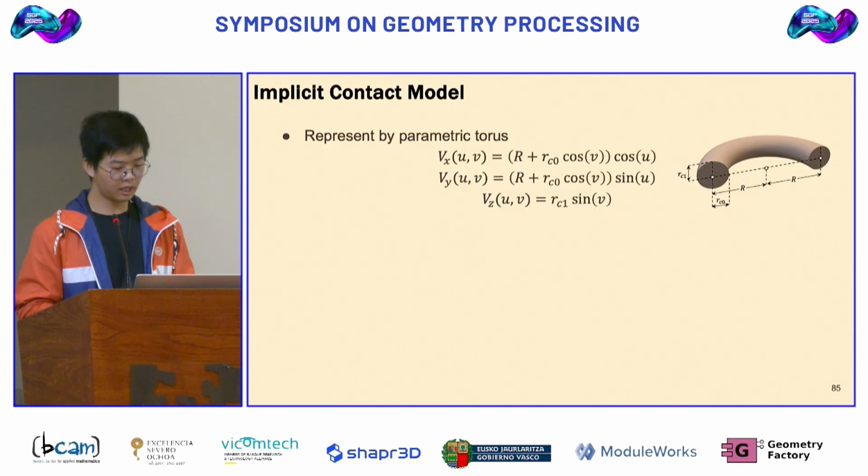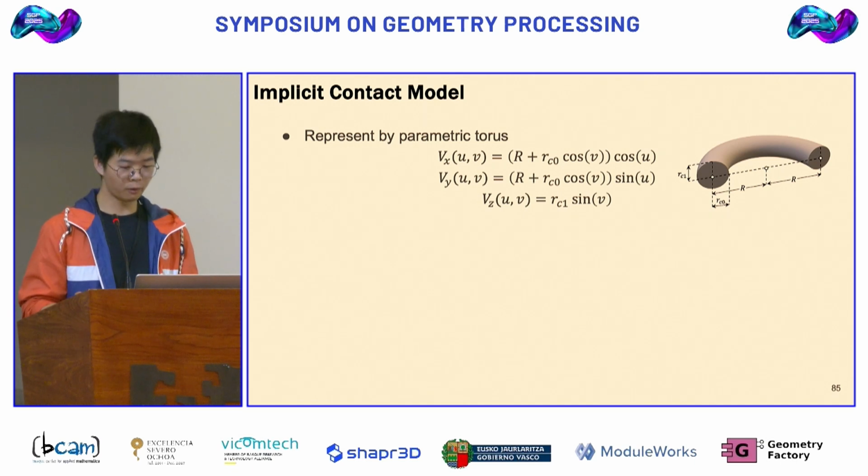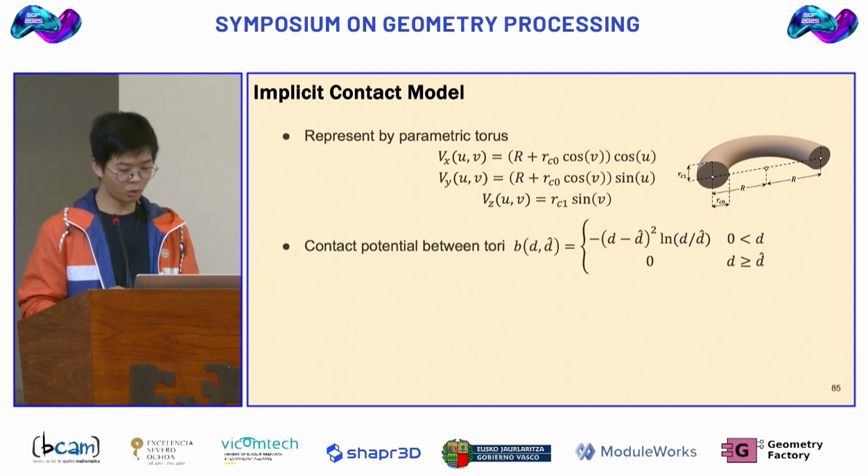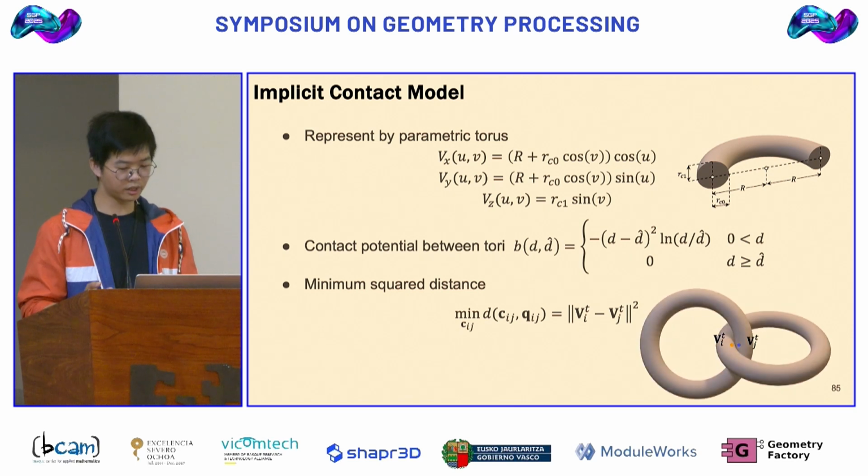Therefore, in this work, instead of using piecewise linear triangle meshes for interlocking elements, we use a union of smooth parametric tori to implicitly represent the interlocking elements. This implicit representation allows us to simulate discrete interlocking materials with smoothly evolving contact. The contact potential requires the distance between two tori with the given rigid transformation Q. We compute it by solving a minimization problem for vertices belonging to different tori, as shown here. Basically, we are optimizing the parametric coordinates Cij, where C is the parametric coordinates in these two tori.